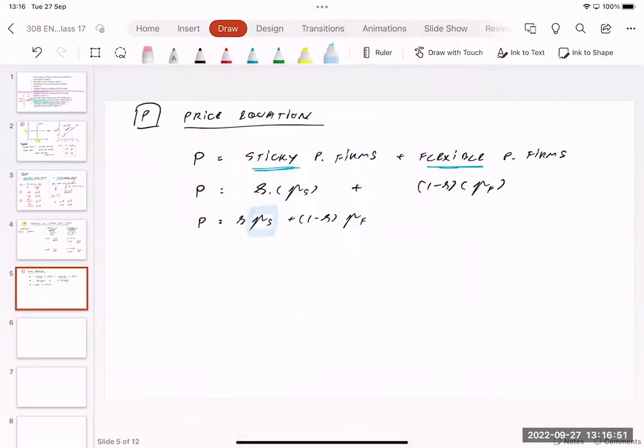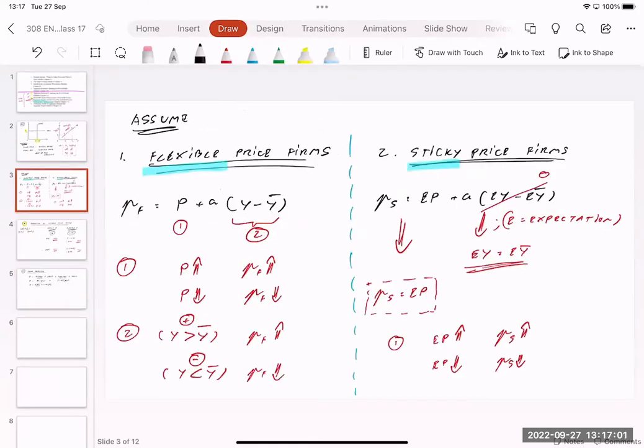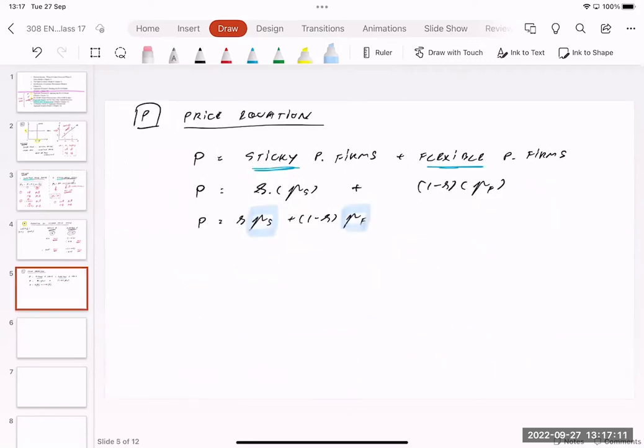For PS, we introduced it before: we have the equation for the sticky price firm and the equation for the flexible price firm. Remember, this is the equation for the flexible price firm, and this is the equation for the sticky price firm. So we just plug it in here. In the end, we're going to have S multiplied by EP, and (1 minus S) multiplied by (P plus A (Y minus Y bar)). After that, we multiply (1 minus S) inside the bracket.